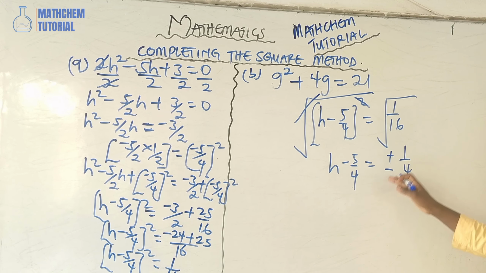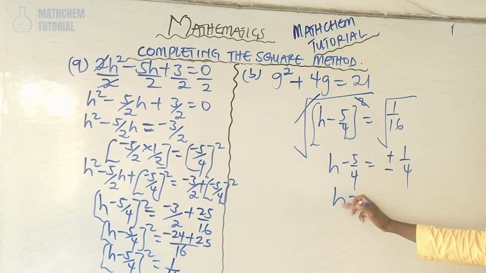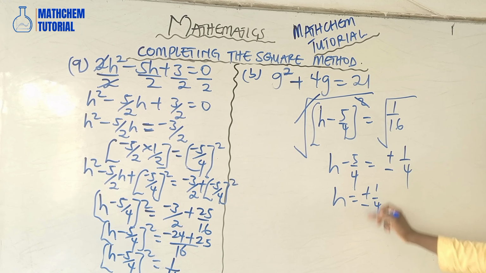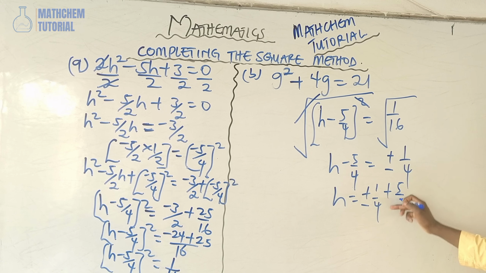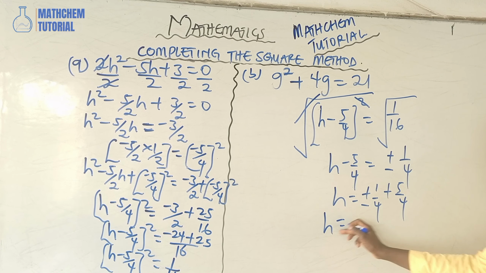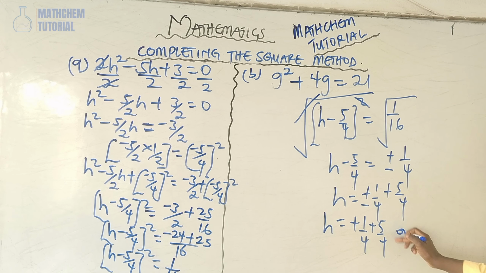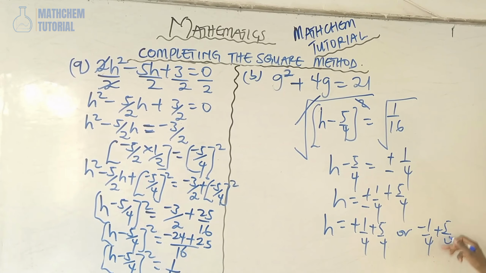So when we have it as this, then I will allow this to come here by collecting my like terms, and it's going to be h equals plus or minus 1 over 4 plus 5 over 4. You know, this is minus. When it comes there, then it's changed to plus. So if I should split this expression into two, I will have it as h equals plus 1 over 4 plus 5 over 4, or minus 1 over 4 plus 5 over 4.